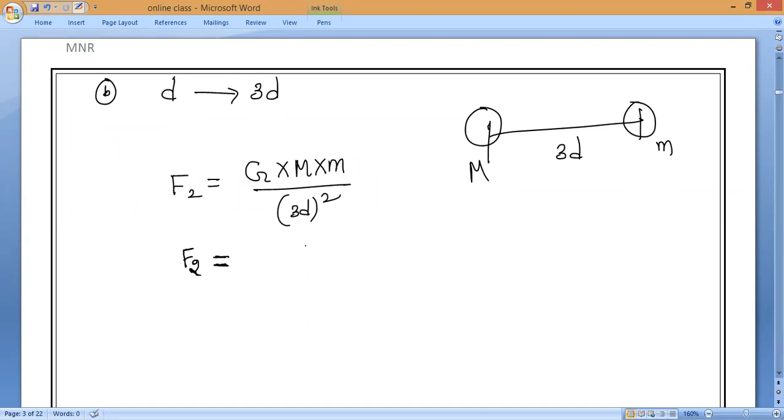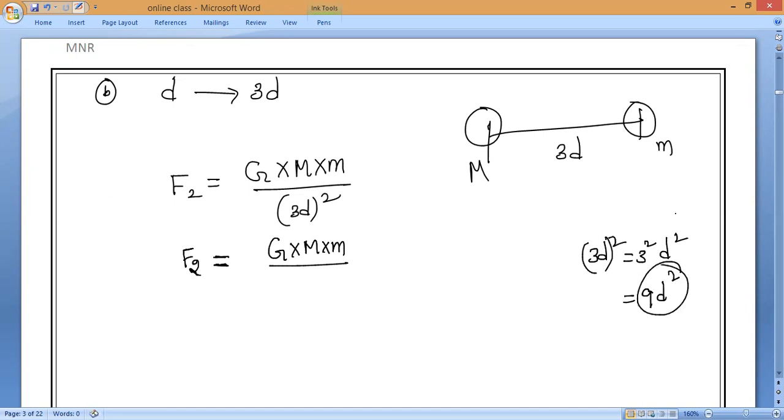Because some teachers are cutting the marks. Why are you taking R? You should take D. That is what they will say. So that is what. Yes, sir.